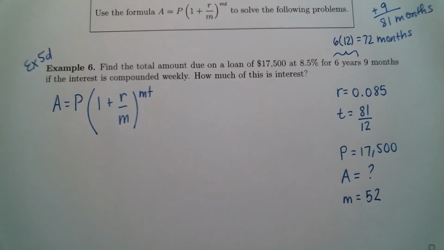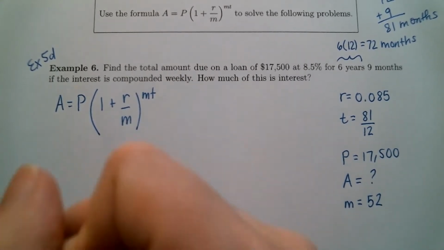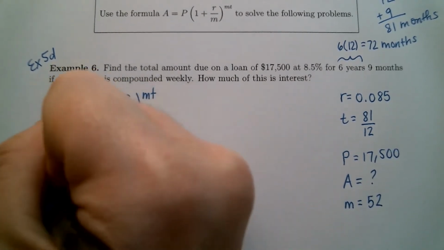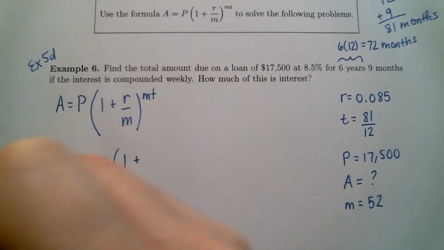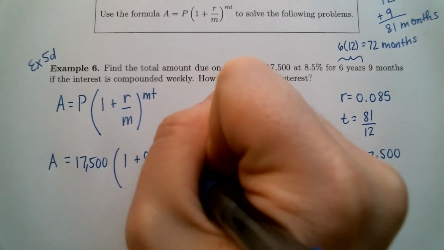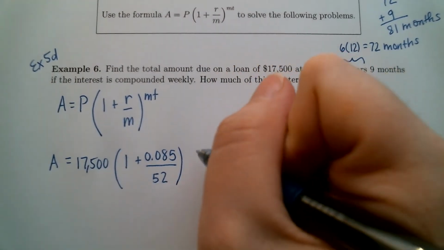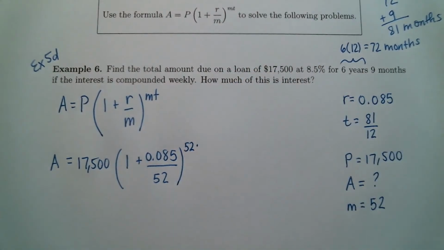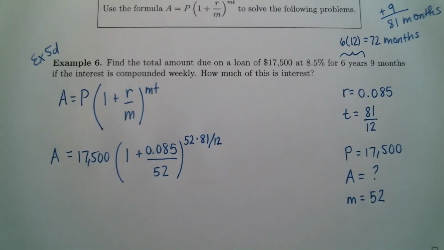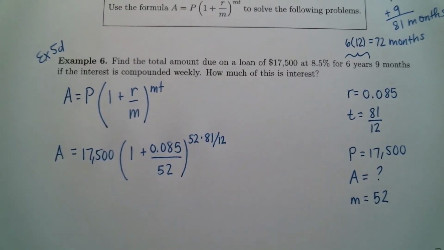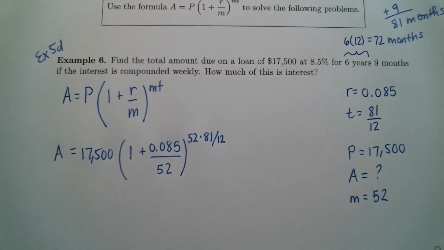All right, so we're going to plug all of this in, and we should be able to solve for A. A is equal to the P value times (1 plus R over M) raised to the exponent, which is going to be 52 times 81 over 12. That's how you would set this up. Now all you have to do is plug it into your calculator. It looks sort of complicated, but you're going to plug it in exactly like you see it.